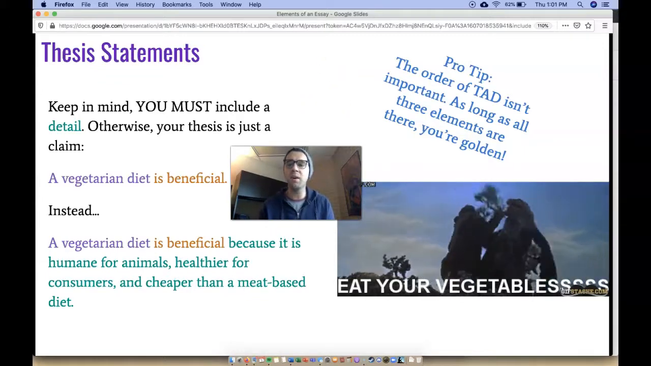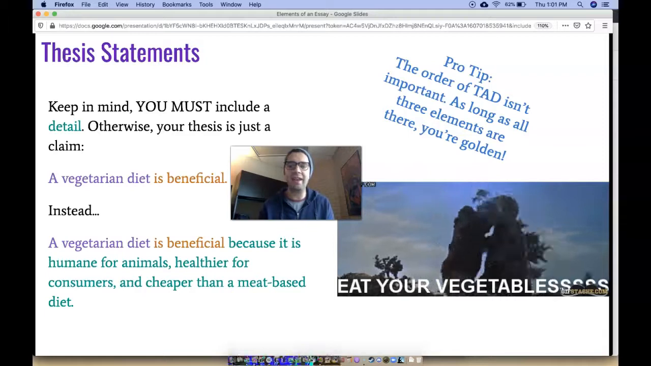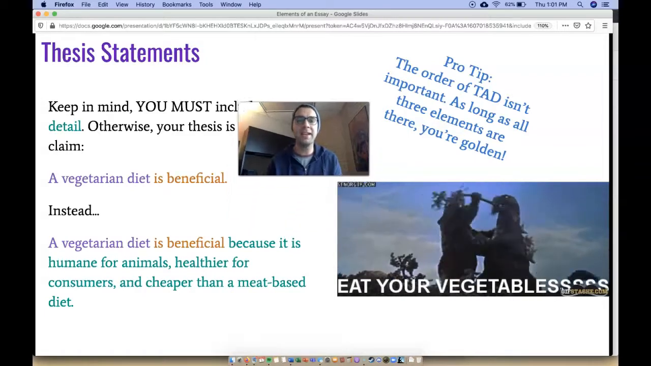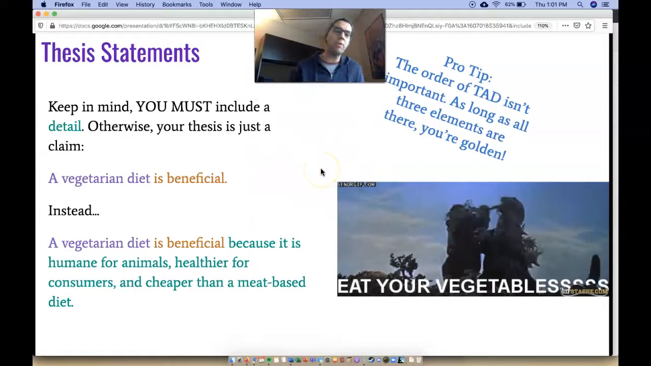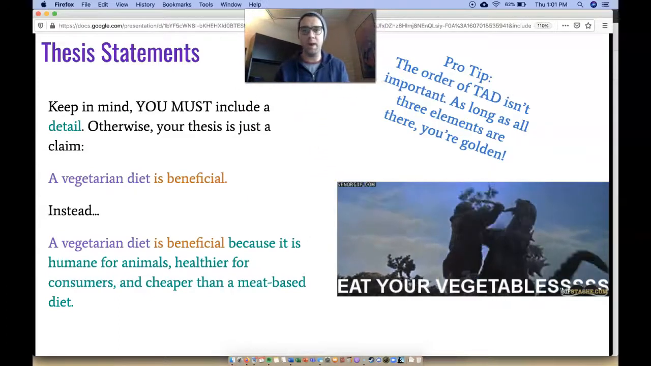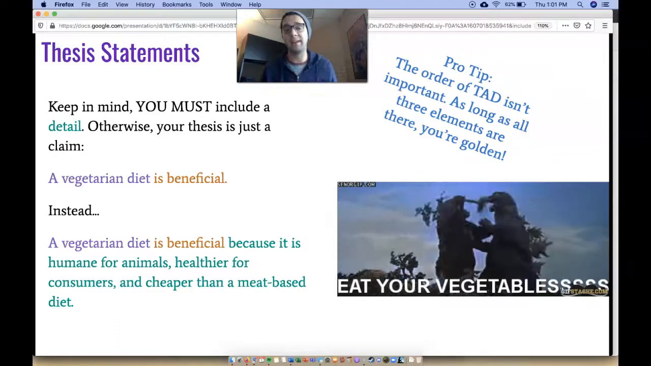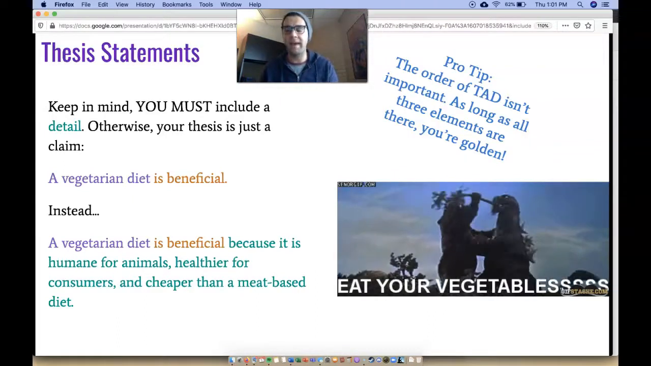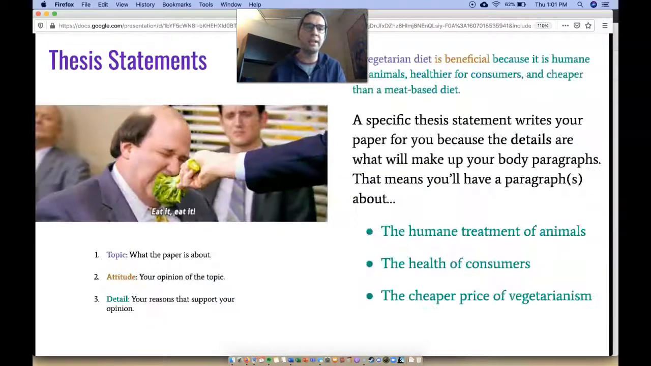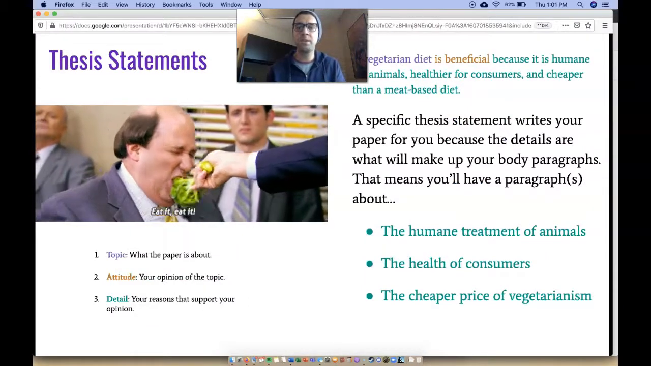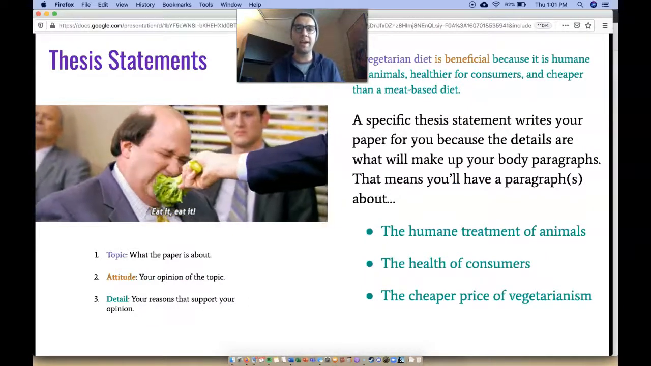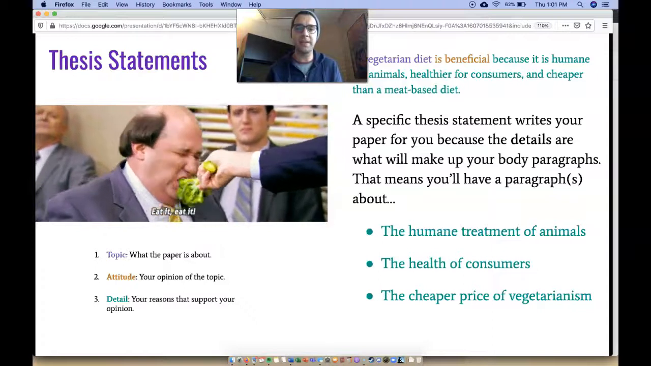Now, the order of TAD is not important. Look at me, I'm dancing all around. It's not important. So you can rearrange these items in any way you want. You can do attitude, detail, topic. It doesn't matter. It doesn't matter what order you have it as long as you have all 3 elements. Okay? All right, and so on our next lessons, we'll expand on this a little bit more.